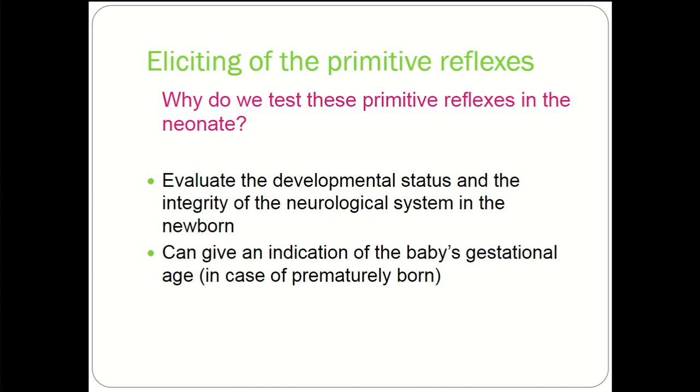So, eliciting the primary primitive reflexes. Why do we test these primitive reflexes in the neonate? To evaluate the developmental status and the integrity of the neurological system in the newborn. It can give an indication of the baby's gestational age, that is in prematurely born babies. So for that reason we elicit primitive reflexes.